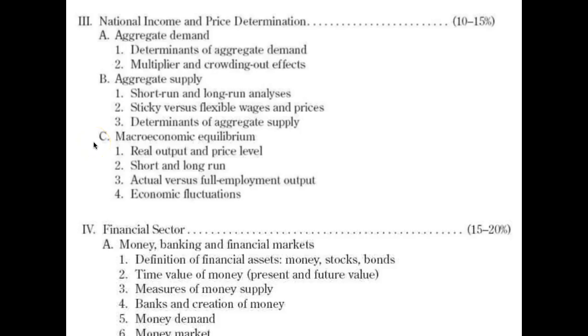So the third part of the AP curriculum, 10 to 15% of the actual test, is going to be on most of what Unit 3 was about, which is all of the aggregate demand pieces, including the multiplier and crowding out, all of the aggregate supply pieces, the different ways of looking at short run and long run, the Keynesian view of sticky wages and prices versus the classical view of flexible, and then of course determinants of aggregate supply, and then this long run equilibrium.